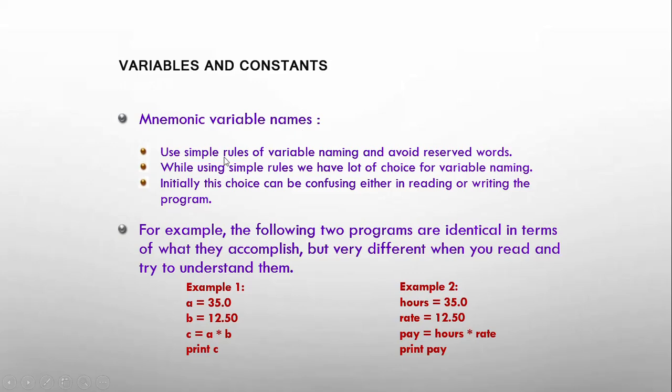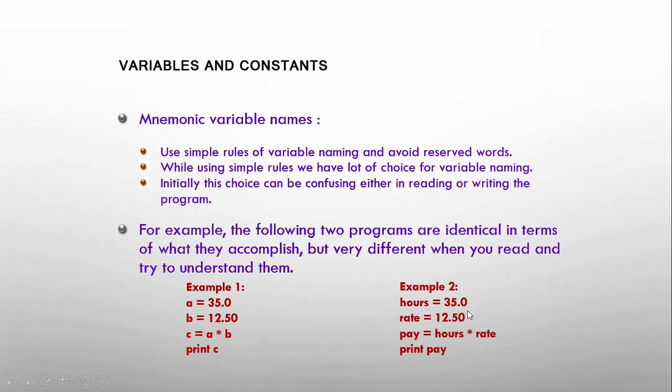Mnemonic variable names use simple rules of variable naming and avoid reserved words. While using simple rules, we have a lot of choice for variable naming. Initially, this choice can be confusing either in reading or writing the program. For example, the following two programs are identical in terms of what they accomplish, but very different when you read and try to understand them. Like example 1 and example 2. Here you can see A equals 35.0, B equals 12.50, C equals A into B, print C.